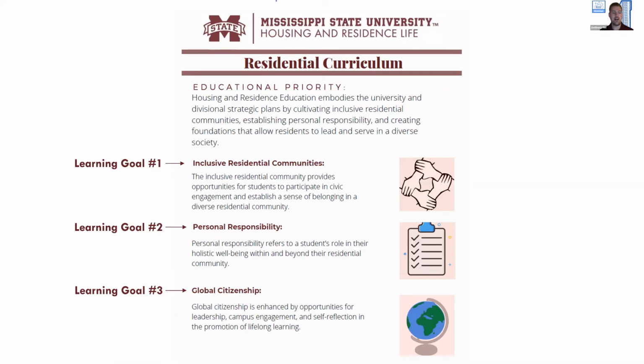Our learning goals are inclusive residential communities. This holds a lot of our components of diversity, equity, and inclusion. This is what really supports our students and helps them participate in civic engagement and find belonging within their community, because every student is different, and we want to make sure that they can feel accepted in their community. It's hard to implement educational events or help students find their place within their residence hall if the residence hall is not inclusive. So we really want one of our learning goals to be improving the inclusivity of where our residents are living.